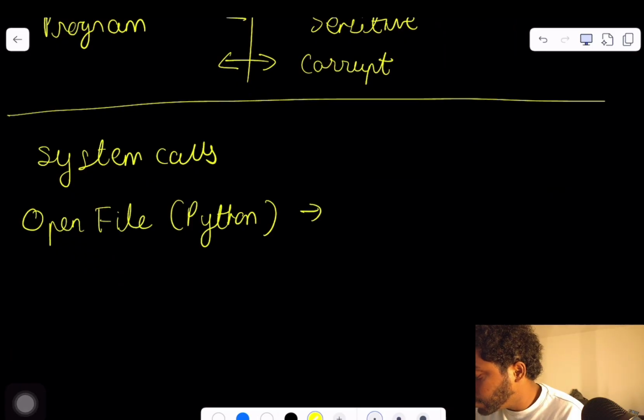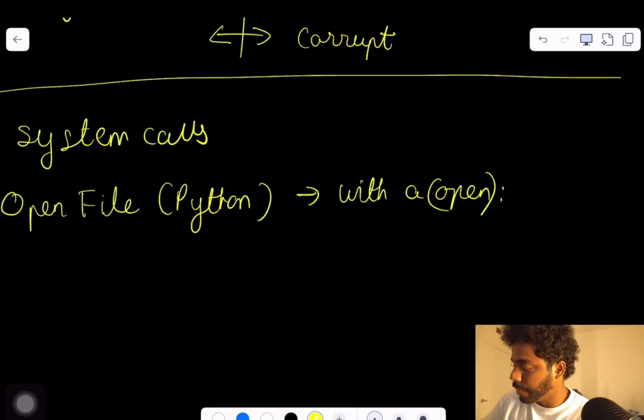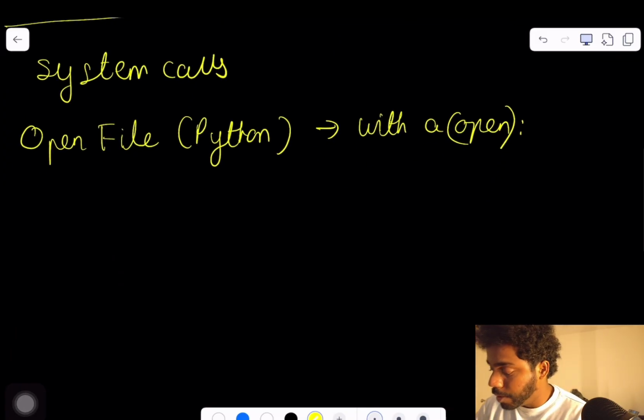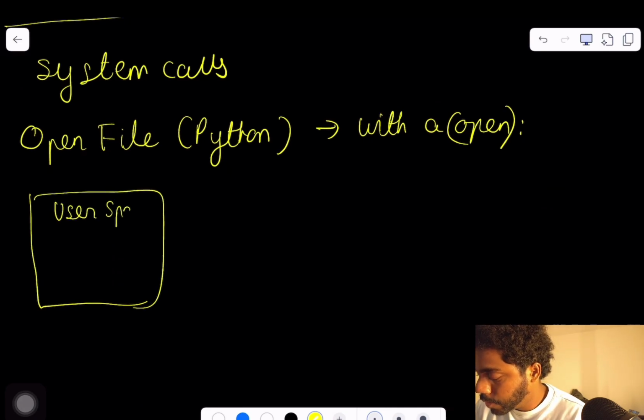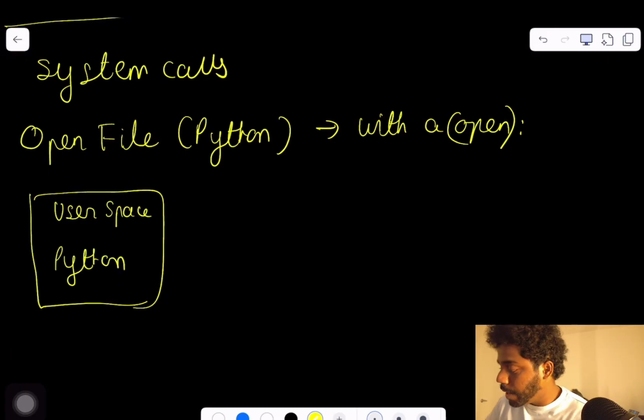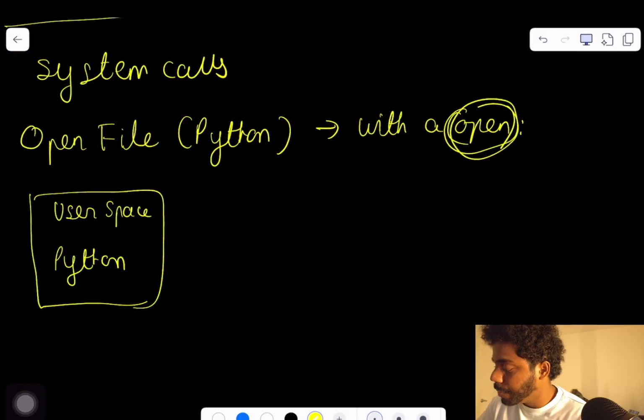And inside that, you call something like open, or with open, right? And then you provide the file name. Now, this Python program, as I explained earlier, is running in something called the user space. So this is your user space, right? And inside this, you have your Python file. Now, your Python file makes a call to open, right?